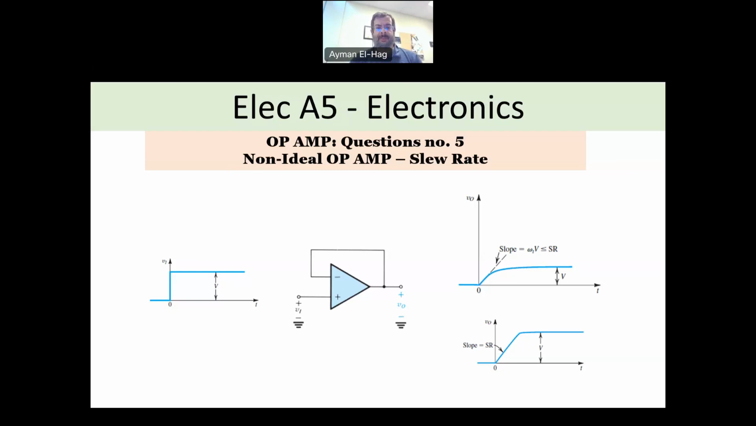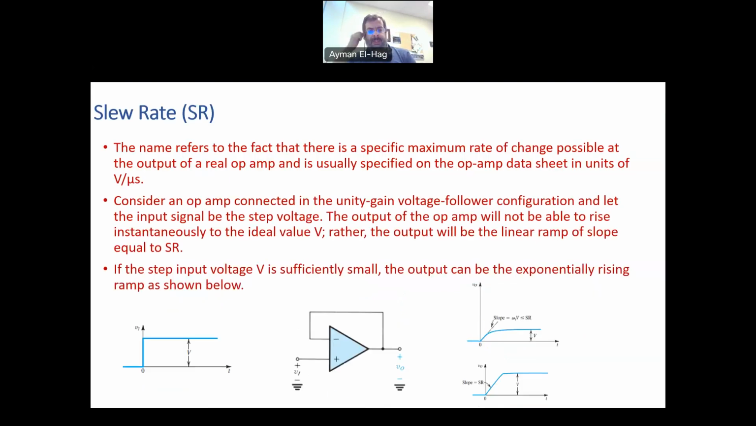in exam problems. So basically, the slew rate is the ability of the output signal to follow the input signal, or the inability of the output signal to follow the input signal. Now, for example, if I have a step function with zero rise time, and I connect that as the input for this voltage follower with an ideal op-amp, your output will be exactly matching the input.